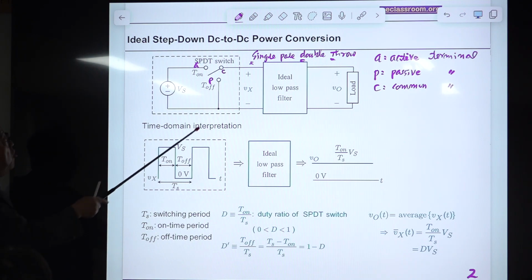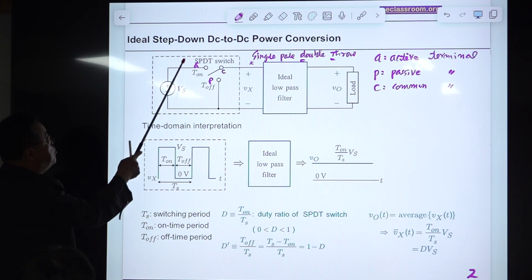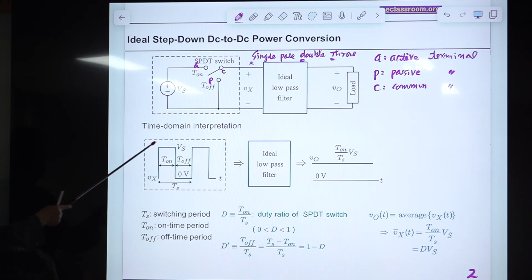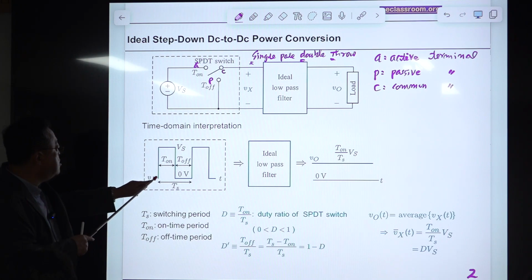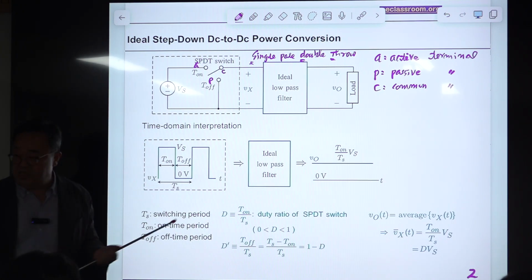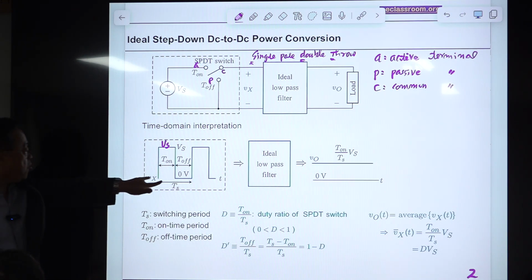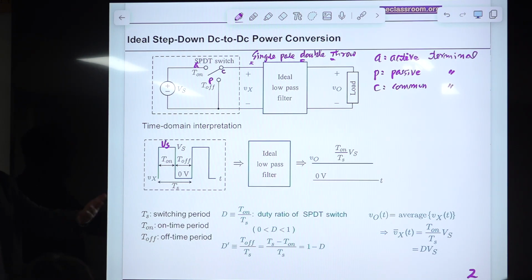Okay? So function of this SPDT switch together with this Vs is generating these pulse waveforms. Right? So pulse waveform looks like this. So value of this instant is, when this SPDT switch is connected to the A terminal, the voltage becomes Vs, and the remaining part becomes 0. Okay, so there is some notation.